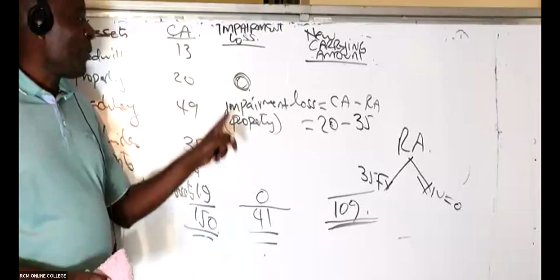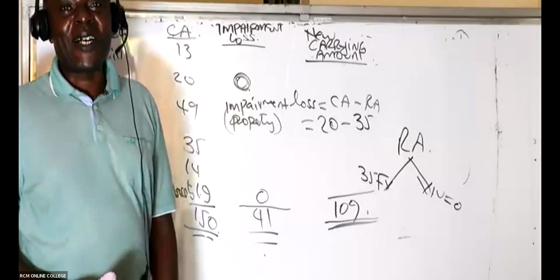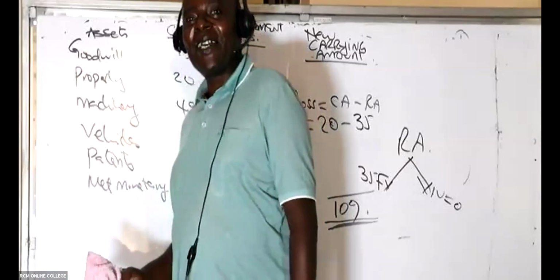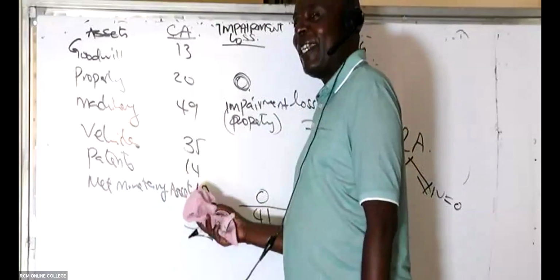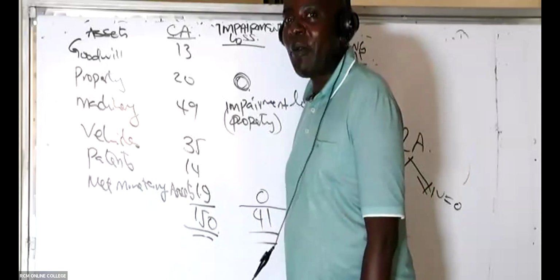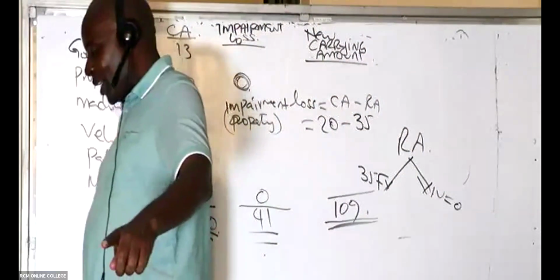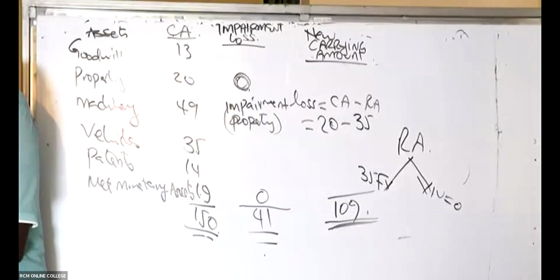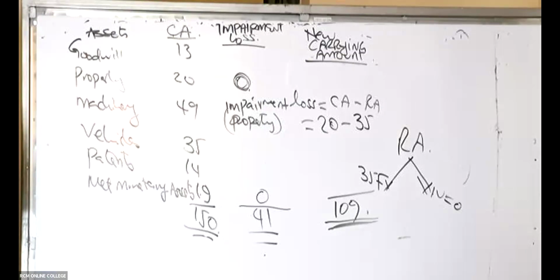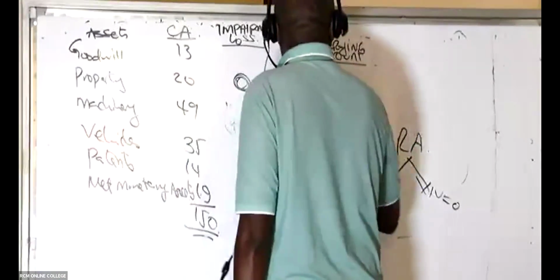Up to here, are we really together? Especially for the net monetary assets, even if I understood nothing else, I know those will never be impaired, and they are in your past papers. And property, of course, we've seen. So then I can rub this out to create space.